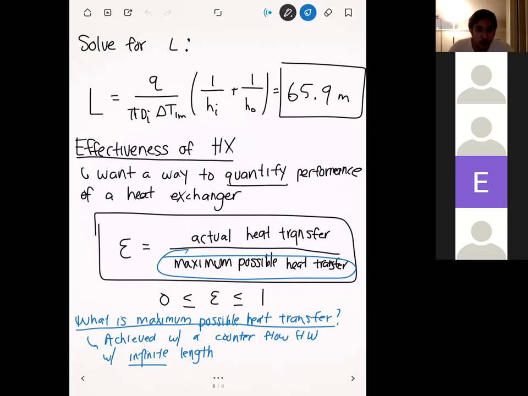Okay, so there's basically two ways that we can quantify this. One way is that the maximum heat transfer will occur when the cold fluid heats up to the same temperature as the inlet of the hot fluid, or we can quantify it as the outlet temperature of the hot fluid cooling all the way down to the inlet temperature of the cold fluid. That's kind of a big tongue twister, so I'll illustrate that for you on the next page, but I just wanted to talk about it first before we go there. Are there any questions on this before we go to the next page?